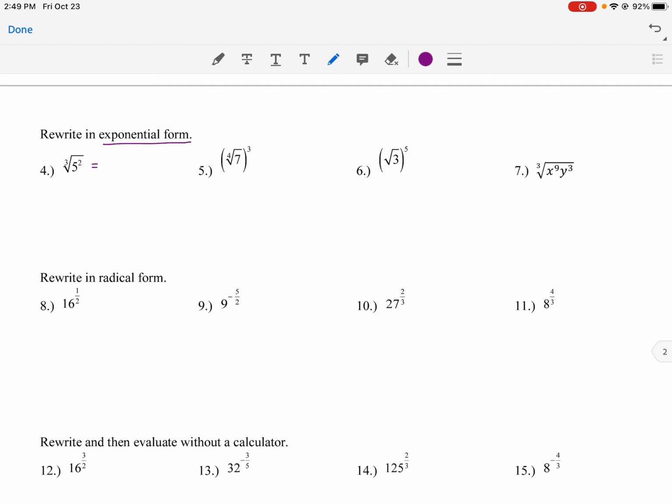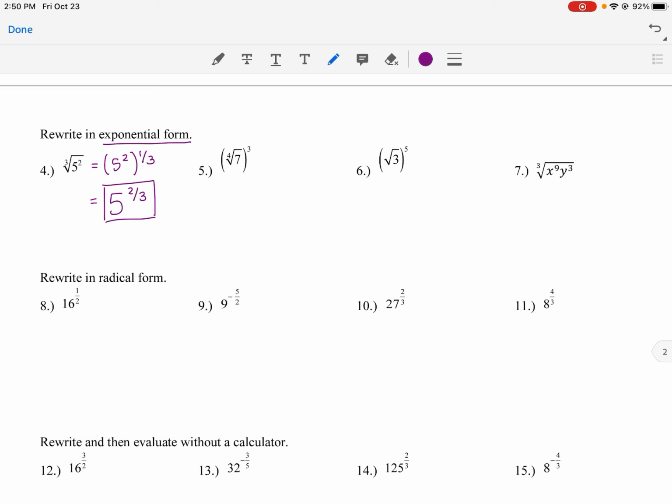So here, think about this. This is 5 squared, or raised to the power of 1/3. Or you may just be able to realize that's just 5 to the 2 divided by 3, right? Because we multiply those exponents. Or you may just say, okay, well, anytime I've got that third root, we're going to divide our exponent by that number.